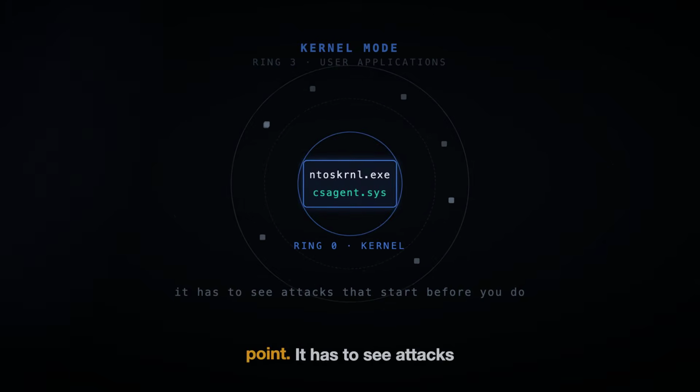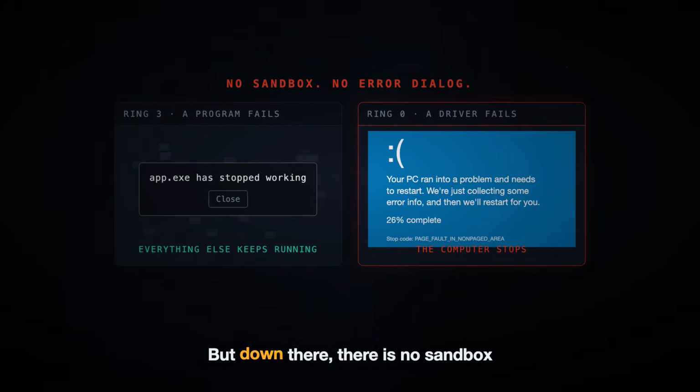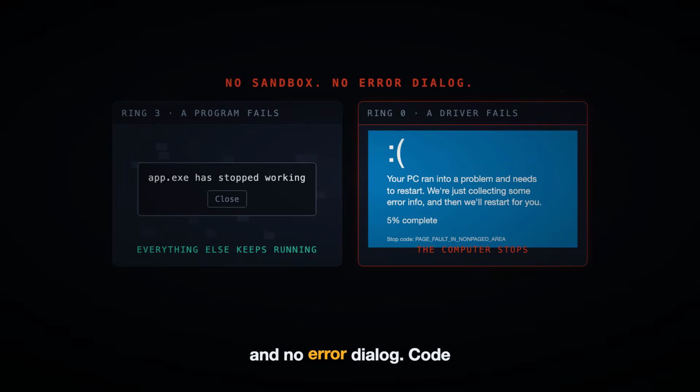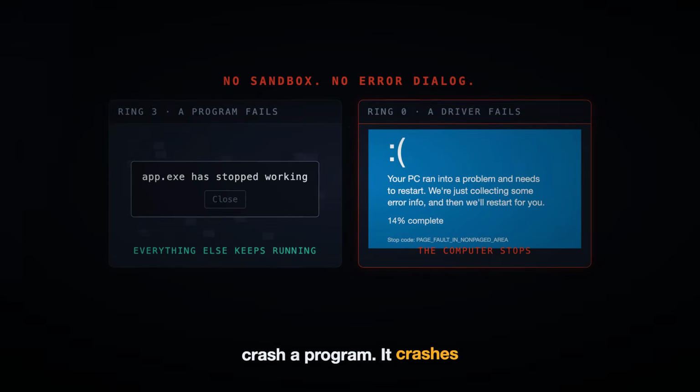That is the entire point. It has to see attacks that start before you do. But down there is no sandbox and no error dialog. Code that fails in the kernel does not crash a program, it crashes the computer.